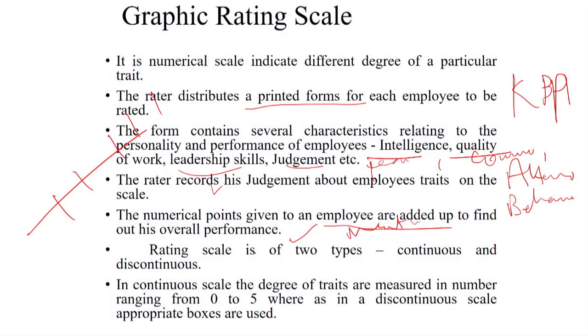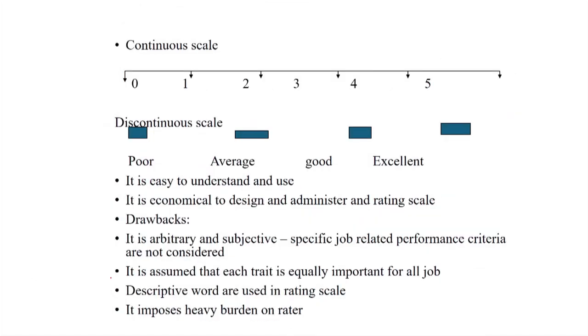These rating scales can be of two types, continuous and discontinuous. In a continuous scale, the degree of traits is measured in numbers ranging from 0 to 5, and in discontinuous scales, appropriate boxes are used. For example, the performance can be from 0 to 5. How do you feel? Number 3, number 4, whatever. The person has to tick, and in the case of discontinuous scales, the boxes can be used. Look at this, a continuous scale from 0 to 5 is being used. In the discontinuous, how was the performance? Poor, average, good and excellent. So the continuous scale is not used here.